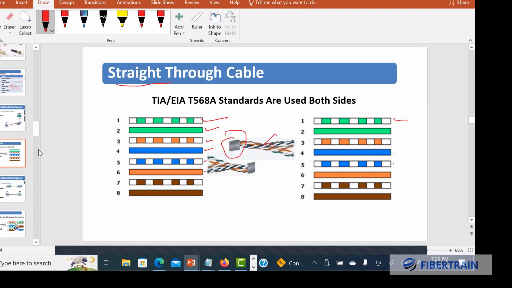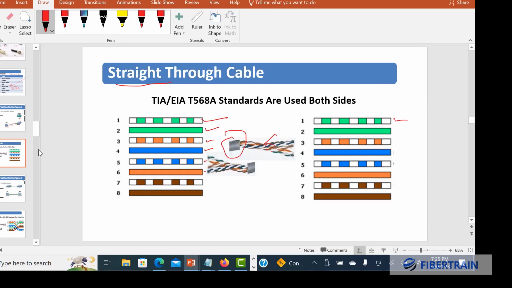And so this is the cable. We have to untwist everything here and arrange it in this order. White green comes first, followed by what? Solid green. And we'll repeat. So both sides are identical. So here we are using T568A, and here we're also using T568A. Identical both sides of the cable.